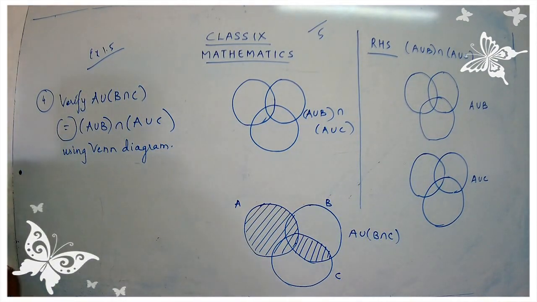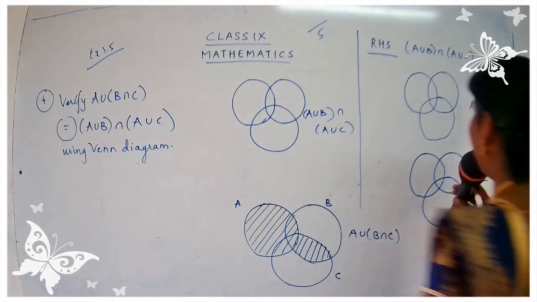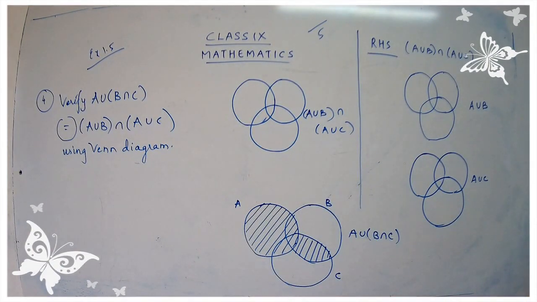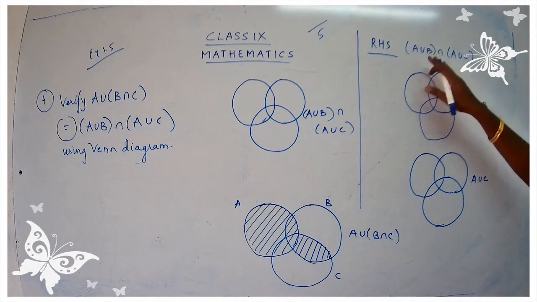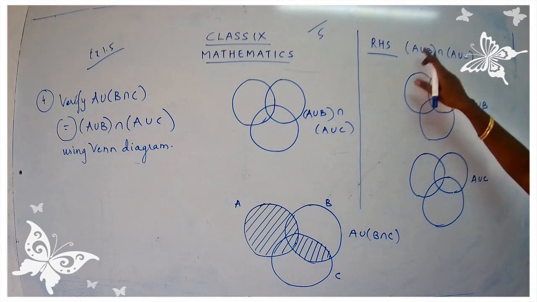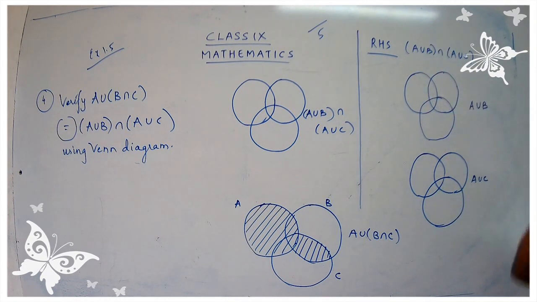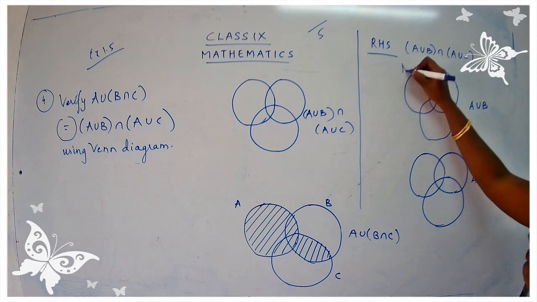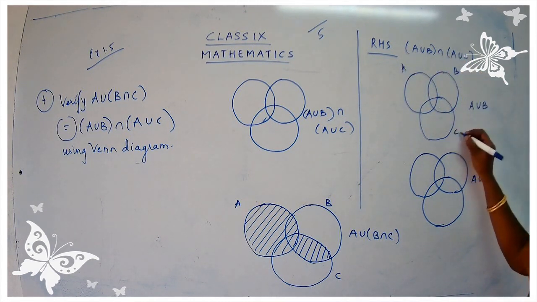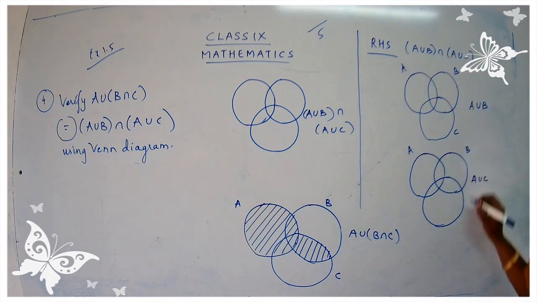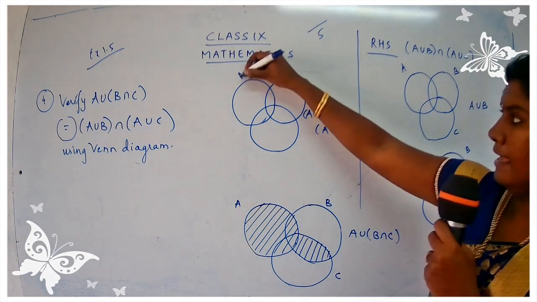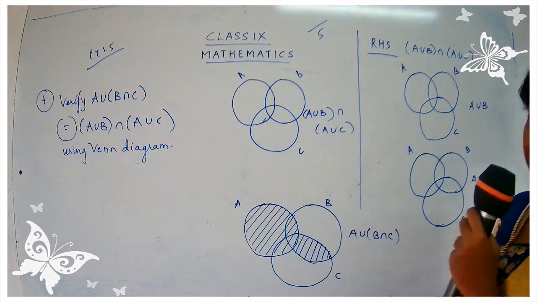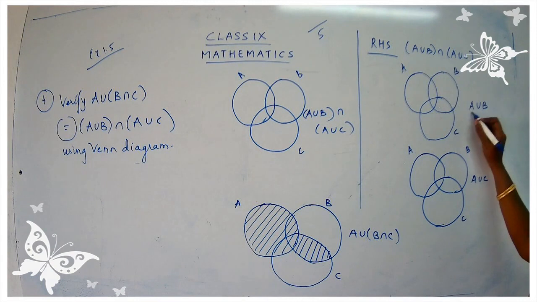Okay. So let us go for the RHS part. A union B intersection A union C. A union B. Now let us shade for A union B. What is the meaning of A union B? You are going to combine. Yes, good. We are going to combine A and B. Before we combine A, B, you write down here the name of the sets, A, B, C. Okay. So now I am going to combine A and B.